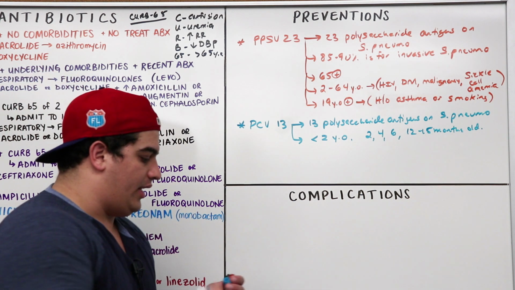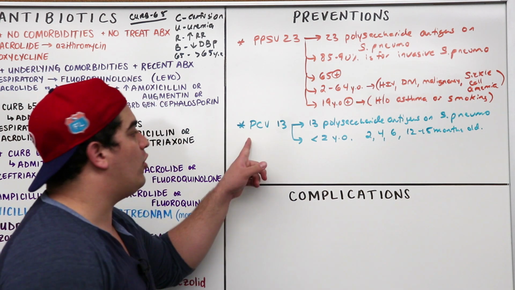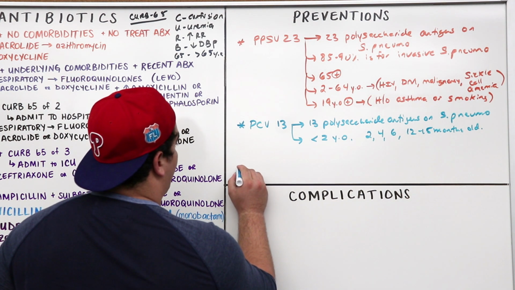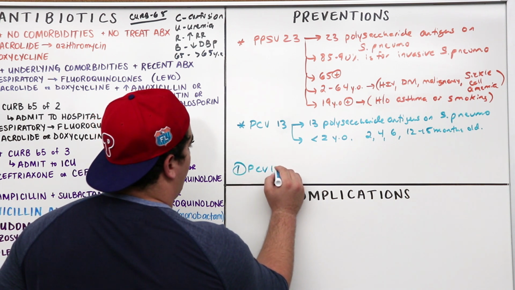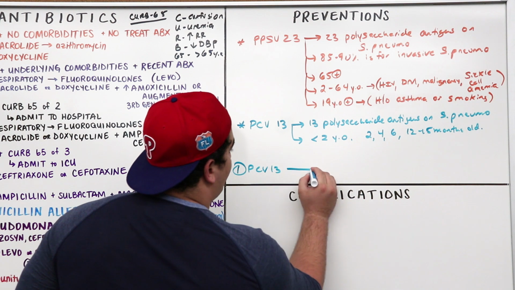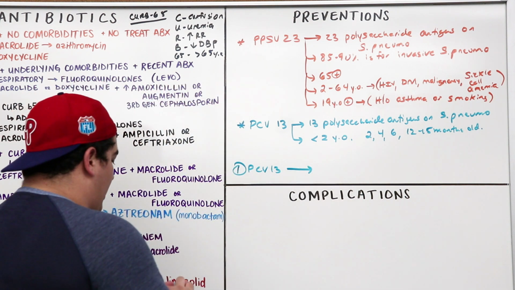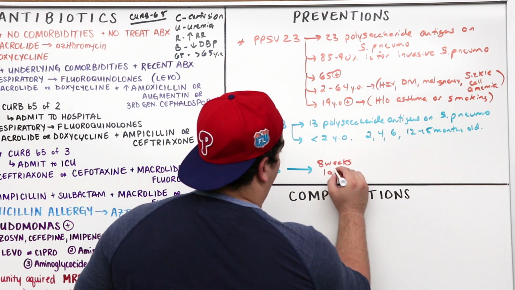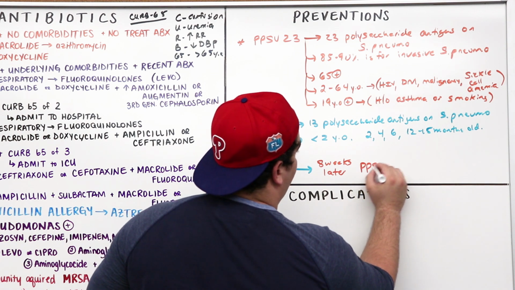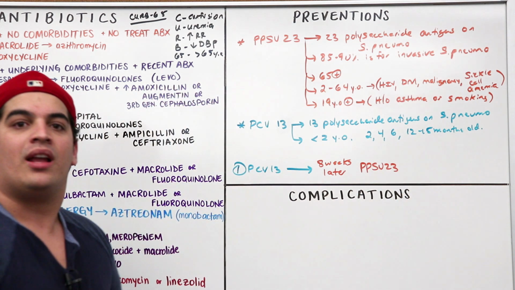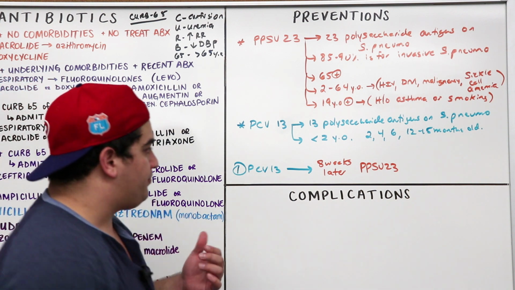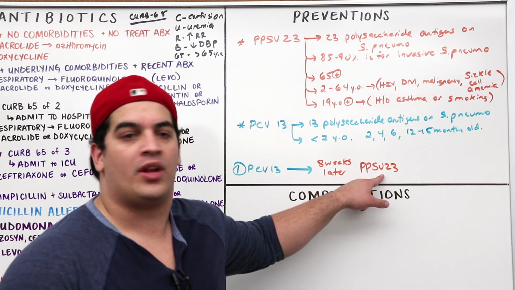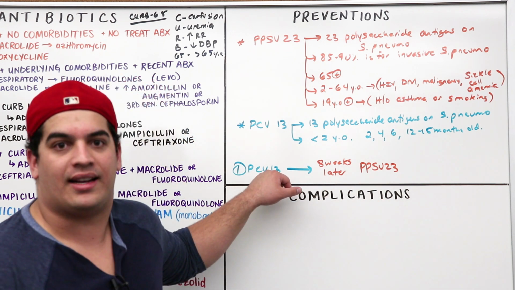Now, when you're giving these, you preferably want to give this PCV13 first. So generally, you want to give PCV13 first. Then, after that, about 8 weeks later, you'll want to give your PPSV23, okay? Now, let's say for whatever reason, you give the PPSV23 first. You have to wait at least a year before you can give the PCV13 vaccine, okay?